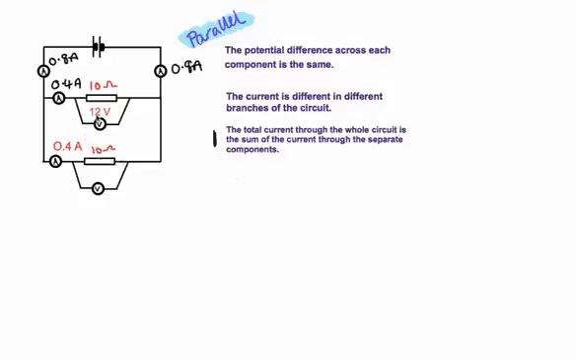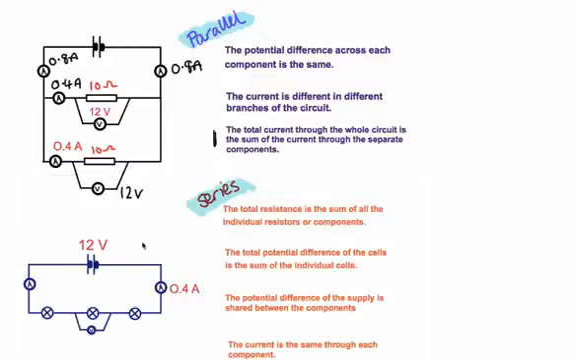Okay, if the potential difference across this resistor is 12 volts, what's the potential difference across this one? Well, it's not shared, it's the same across each component, so this one will be 12 volts as well. Okay, so similarly for a series circuit, here's some different values.